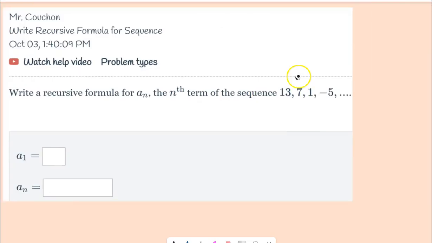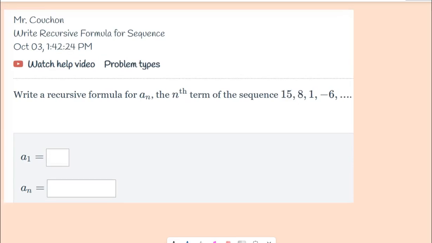All right, let's get the difference again. Here's a sub 2, a sub 1, and we have to do 7 minus 13. That's how we're going to get the common difference. And 7 minus 13 is negative 6. So now we go to the a sub 1 term, which we know is 13. And we just have to take the previous term. To find a sub n, we find the previous term, a sub n minus 1, and we subtract 6.